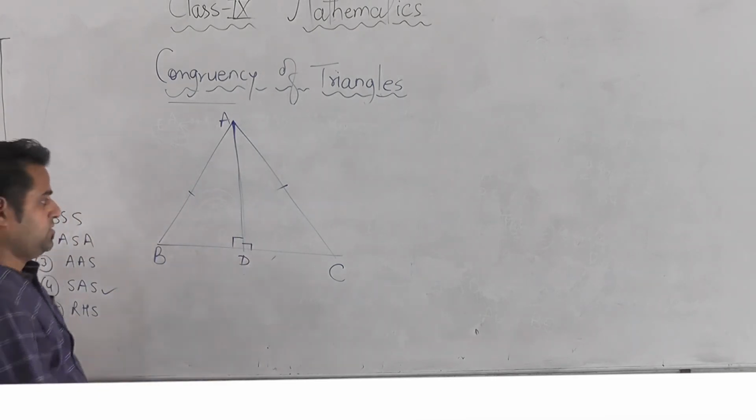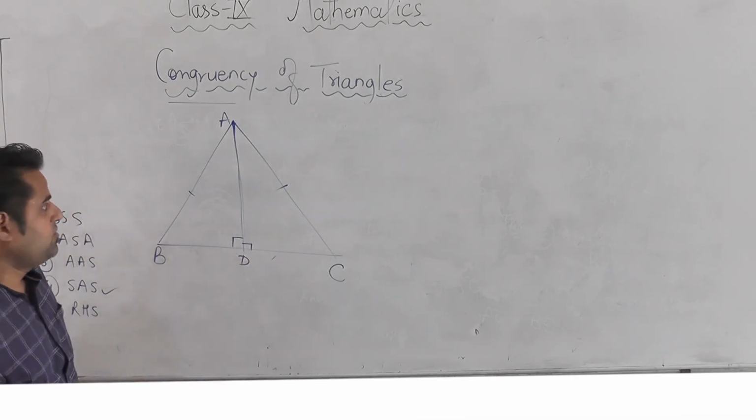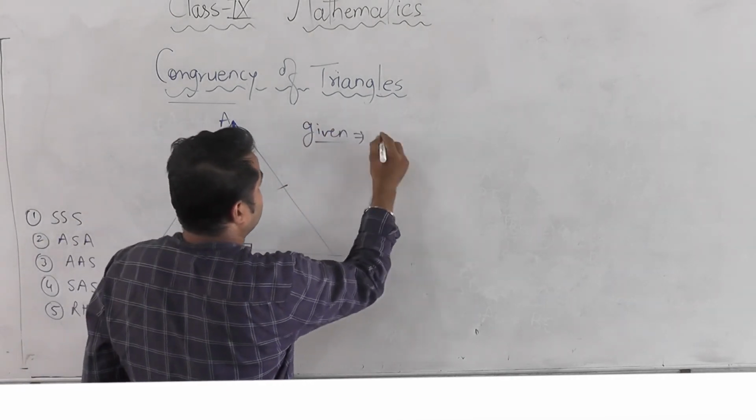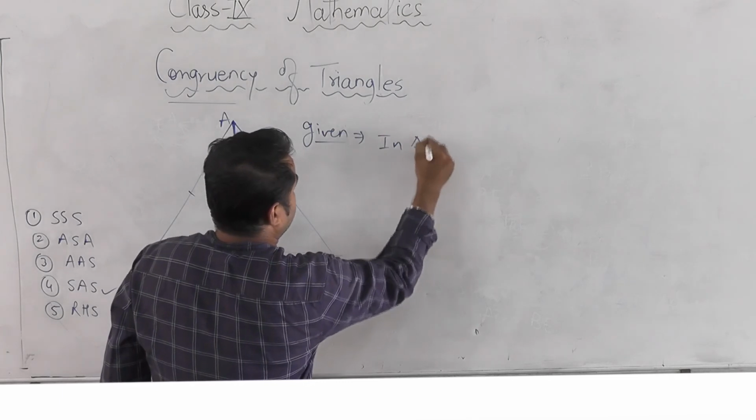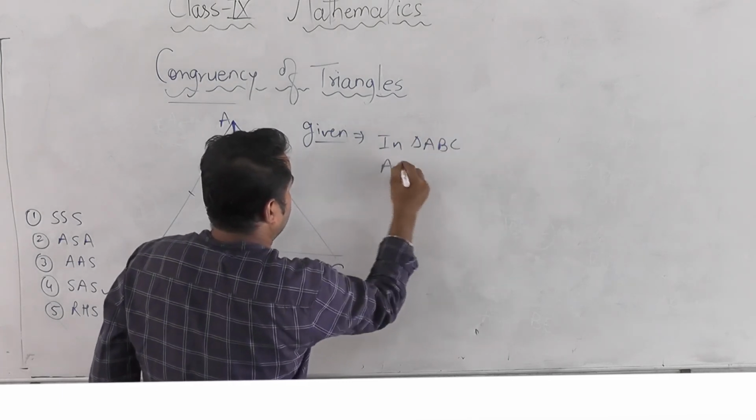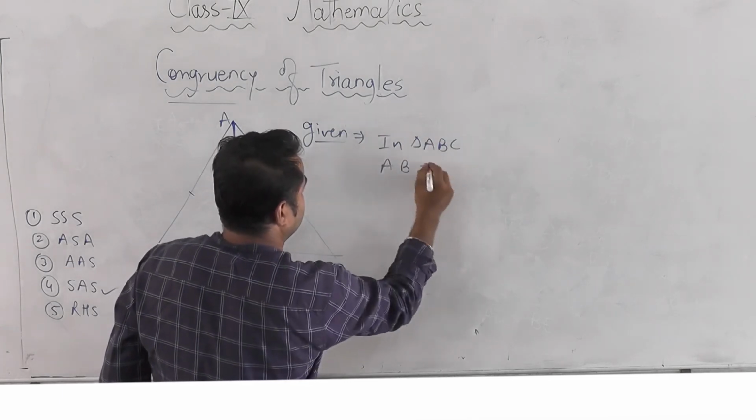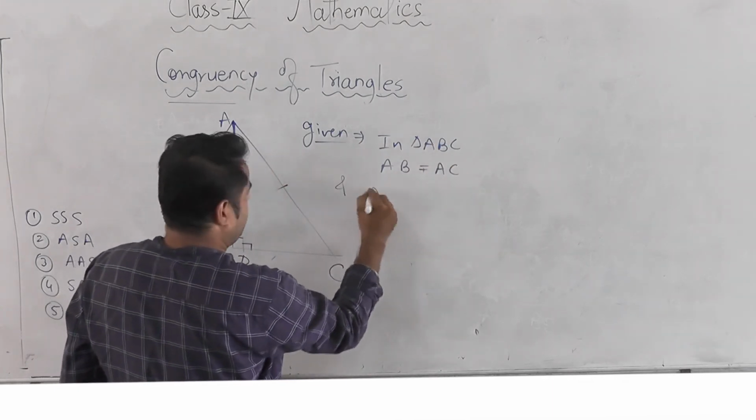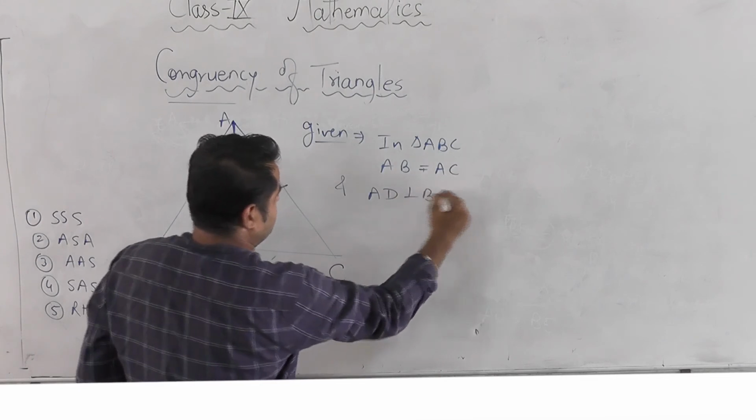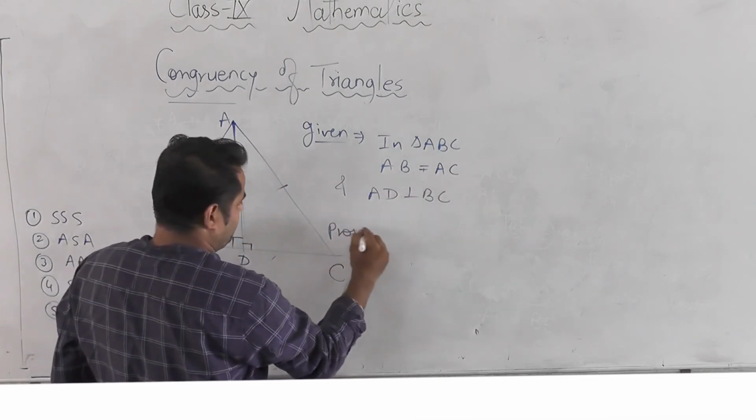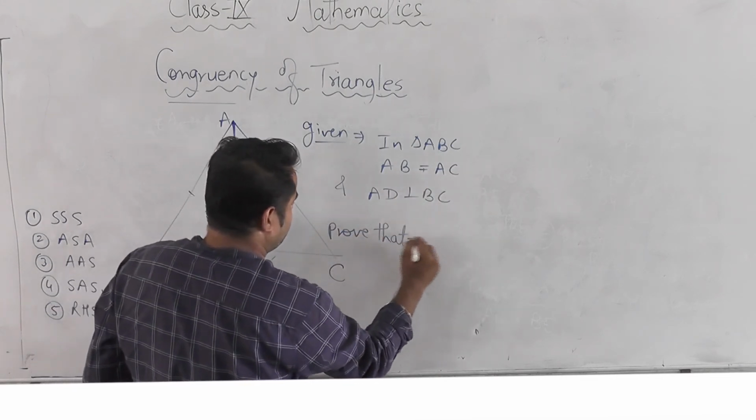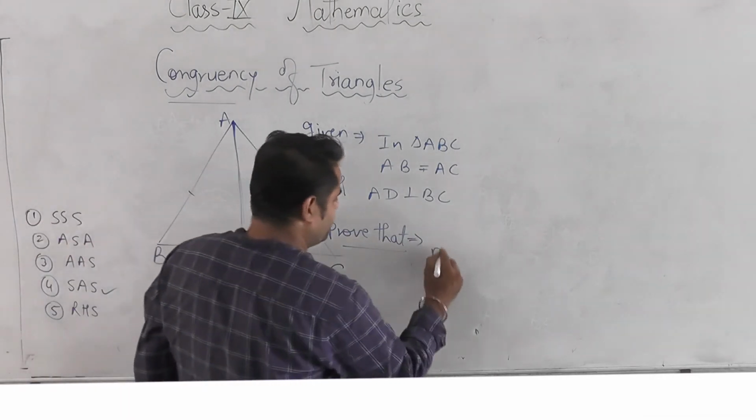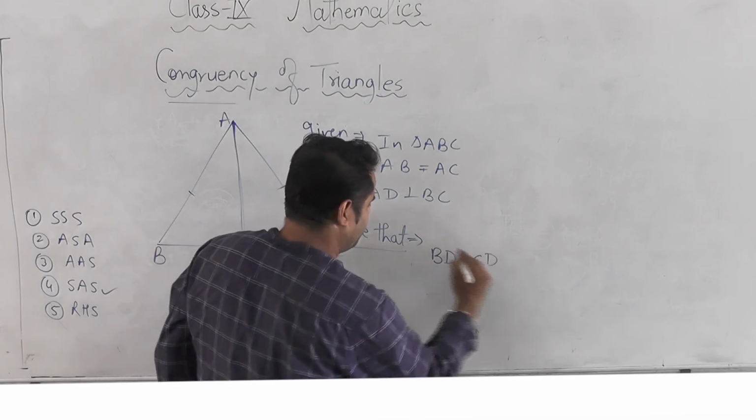So what do we need to prove? What is given to us? Given, in triangle ABC, AB and AC are equal because it is isosceles, and AD is perpendicular on BC. These two things have been given. What we need to prove is that AD is bisecting BC, so that BD and CD are equal. That we need to prove.